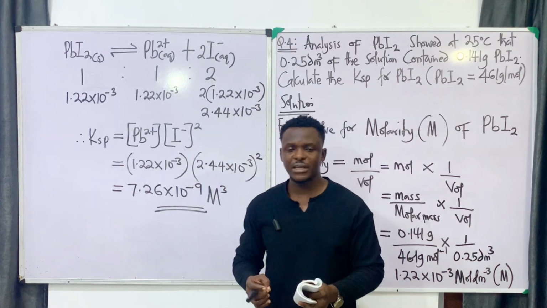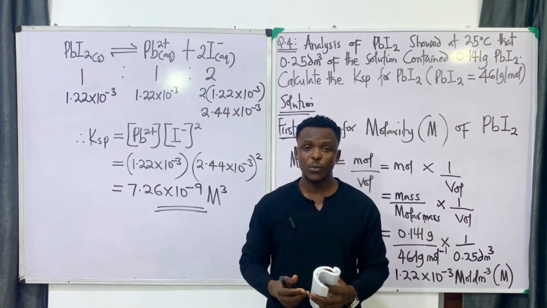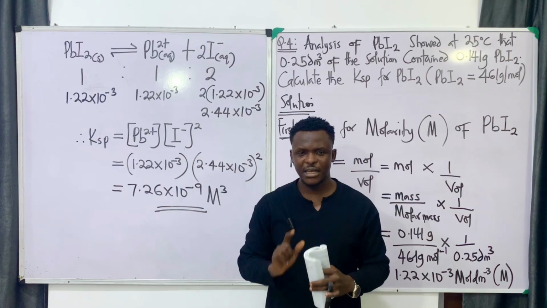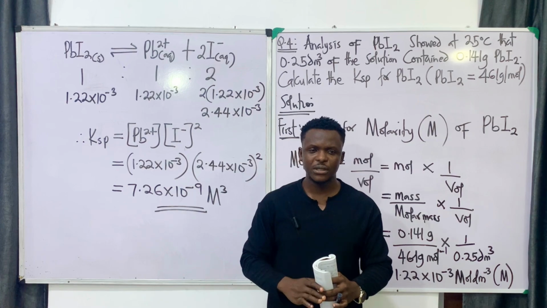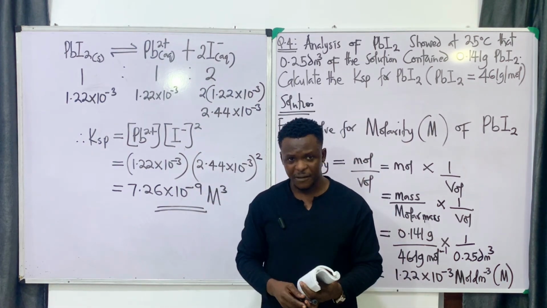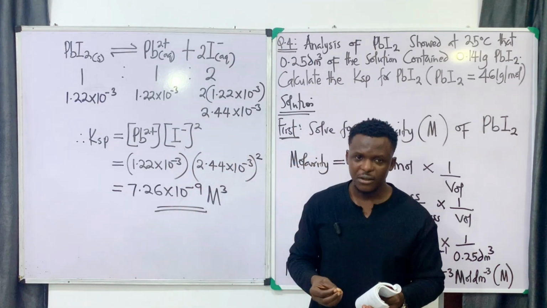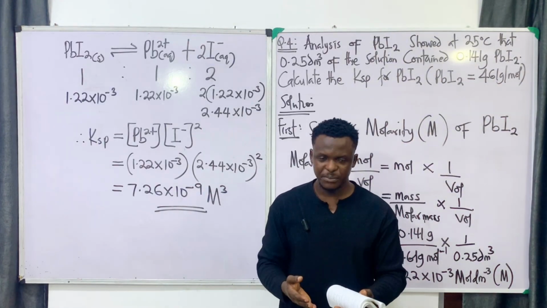So I believe with these 4 examples, if you understand them very well, honestly, there's no question under this section you won't be able to solve. So we're going to be solving the last section under Ksp, and then we bring Ksp to an end. And what is that section, class? It's just the opposite of what we did here. In this case, they will give us molar solubility, or they will give us molar concentration, and you'll be asked to solve for the Ksp.